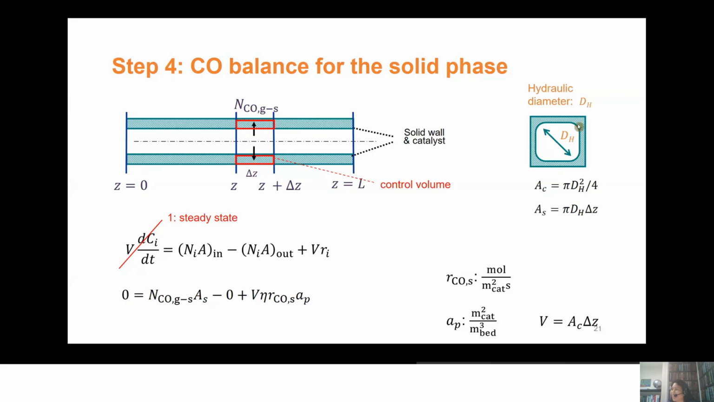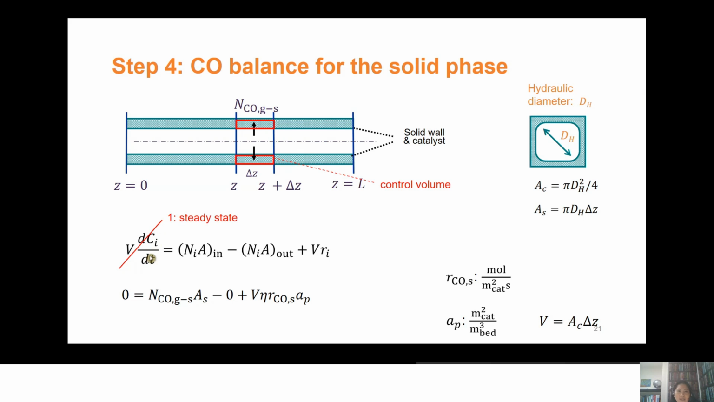This is a side view, and this is the front view. So this is our control volume, the green pattern here. This is for the solid phase, so we write the same general material balance, and then apply simplifying assumptions. Assumption 1, steady state, so we can drop the accumulation term.